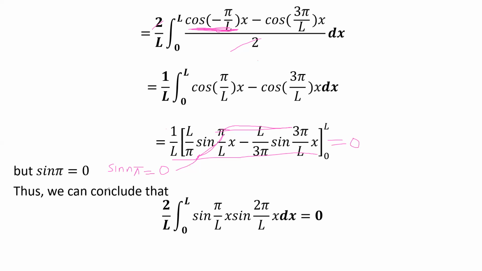So we can now conclude that 2 over L, integral from 0 to L, sine pi over L x, sine 2 pi over L x will give us 0. So the two wave functions psi 1 and psi 2 are said to be orthogonal since their integral equals 0.